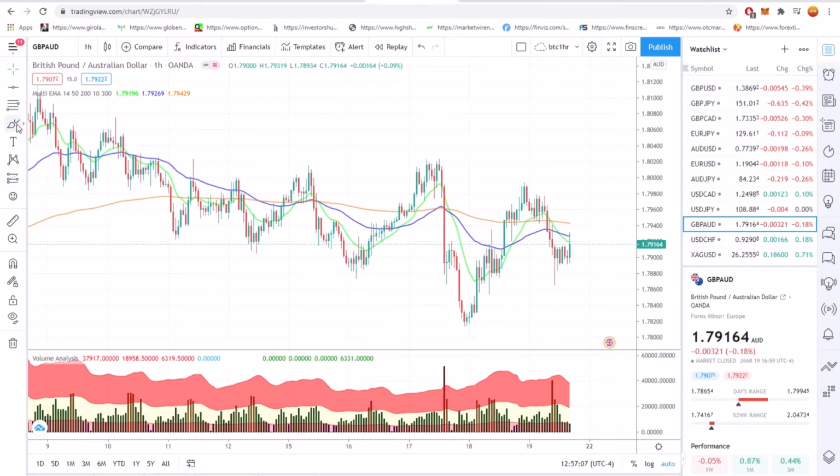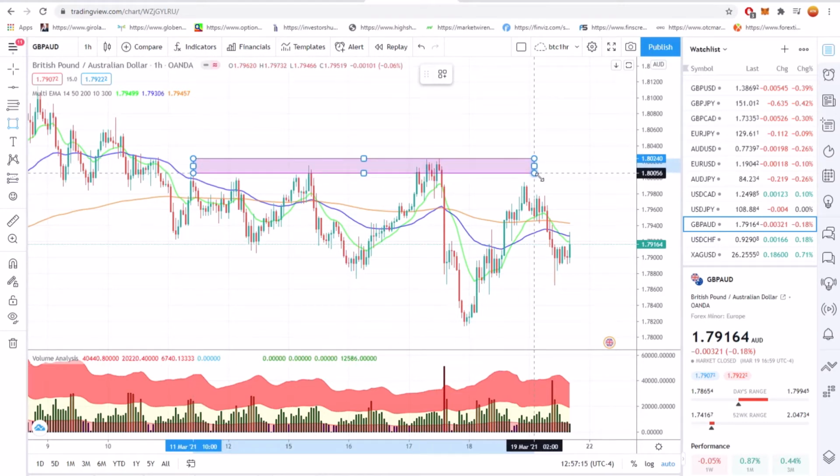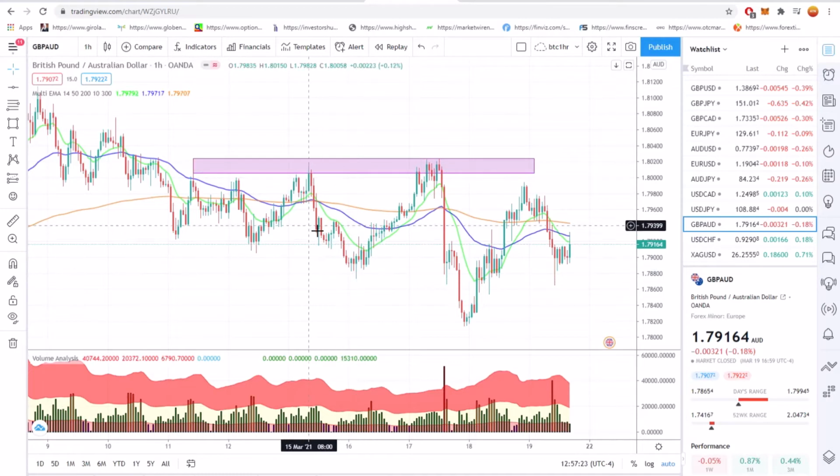So let's say we were to draw out this rectangle from here to here. If you look, these two bars right here, we had a push down, and at the same time there was an increase in volume. If you look at the bottom over here, there was an increase in volume towards the top and a bearish reaction. So this is a strong area.